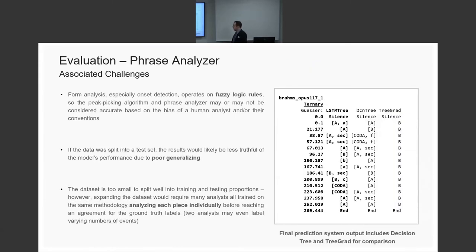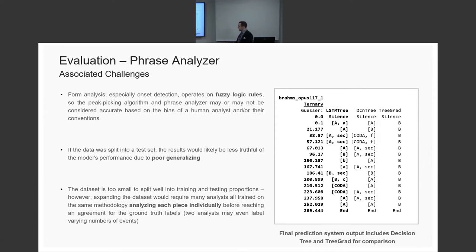Additionally, form analysis, especially onset detection, operates on fuzzy logic rules, so not yes or no. So the peak picking algorithm and the phrase analyzer may or may not be considered accurate based on the bias of a human analyst and/or their analytical conventions. If the data set was split into a test set, the results would likely be less truthful of the model's performance due to poor generalizing, just based on the data set being too small to split well into training and testing proportions.